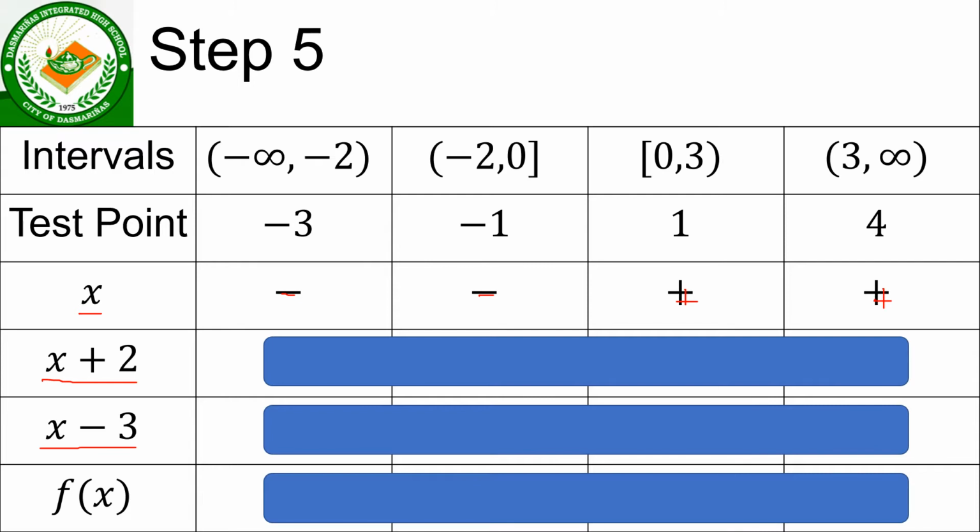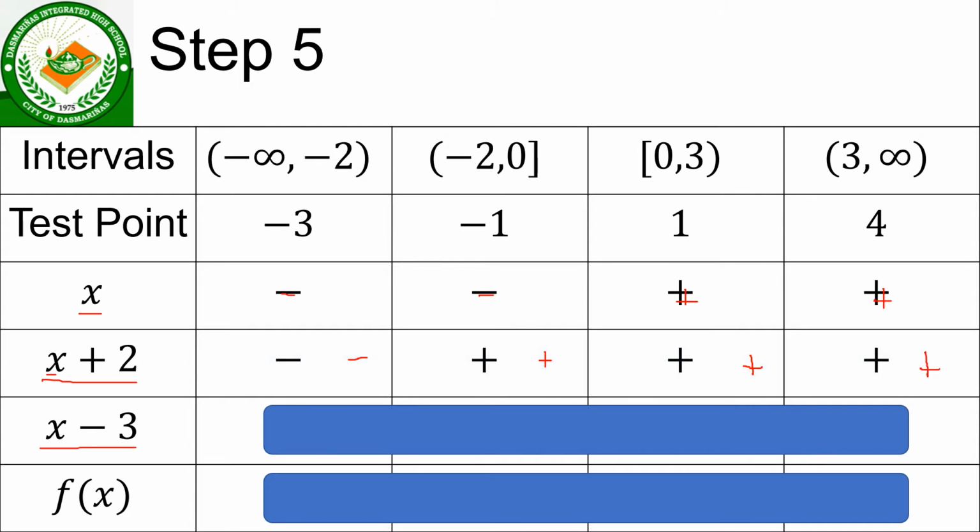For the second one, we have -3 plus 2. We have here -3 plus 2 should be negative. -1 plus 2 should be positive. 1 plus 2, it should be positive. 4 plus 2, it should be positive. And let us see if our answer is correct. Okay, so it is correct.